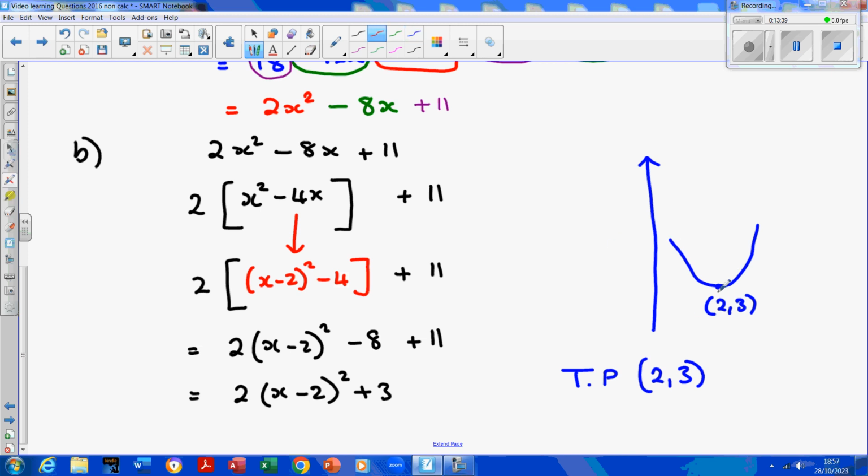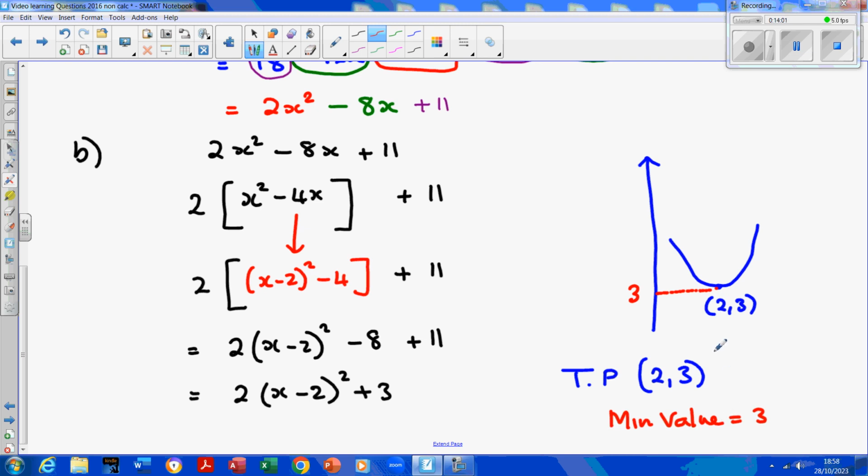The minimum value just means what's the lowest value of y. Not x, sorry, lowest value of y. So the y coordinate there is 3. So the minimum value of that one, min value, is equal to 3. So when you're asked maximum or minimum values, it's the y coordinate they're asking.